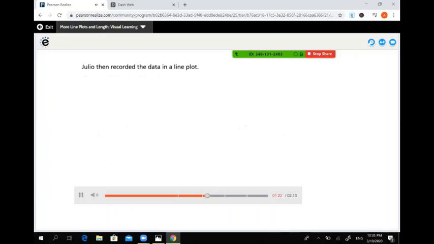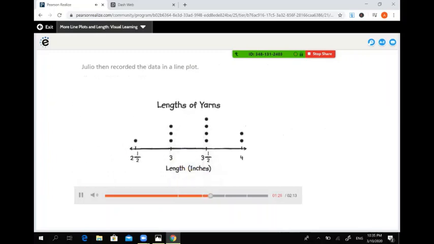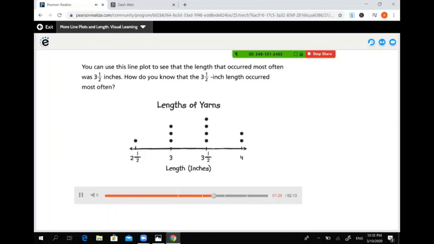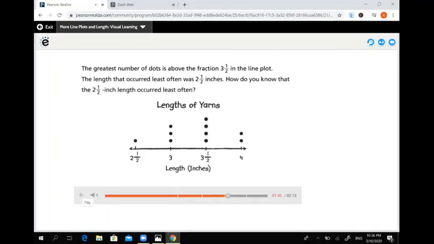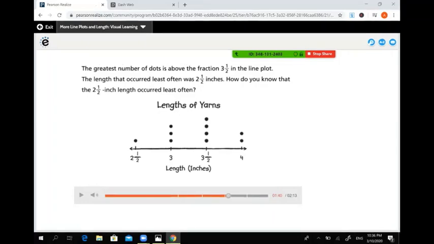Julio then recorded the data in a line plot. You can use this line plot to see that the length that occurred most often was 3 1/2 inches. How do you know that the 3 1/2 inch length occurred most often? So here, the most often is the greatest, which is 3.5 inches. Why? Because it has 4 dots, the most. The greatest number of dots is above the fraction 3 1/2 in the line plot.